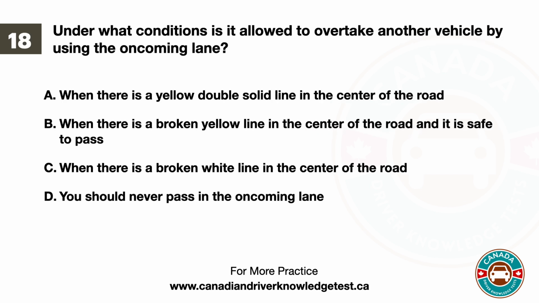Question 18. Under what conditions is it allowed to overtake another vehicle by using the oncoming lane? A. When there is a yellow double solid line in the center of the road. B. When there is a broken yellow line in the center of the road and it is safe to pass. C. When there is a broken white line in the center of the road. D. You should never pass in the oncoming lane. The answer is B. When there is a broken yellow line in the center of the road and it is safe to pass.